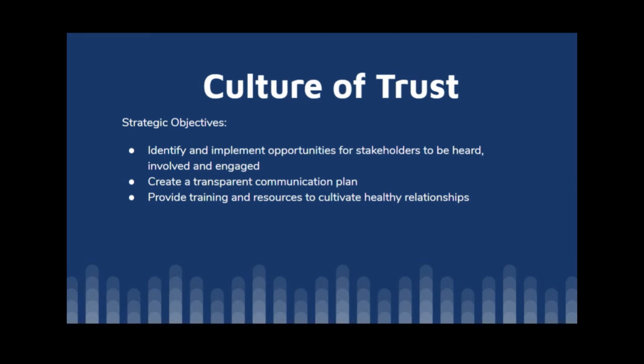That's how it's interwoven, that people trust that the focus on literacy is going to move us in the direction that we need to, that the social emotional development that we are focusing on is going to help kids be prepared to access the curriculum in the classroom. So identifying and implementing opportunities for stakeholders to be heard, involved, and engaged. That we have a transparent communication plan, that we continue to communicate as often as we possibly can. There's that balance between communicating too little, too much, and we're trying to find that balance.